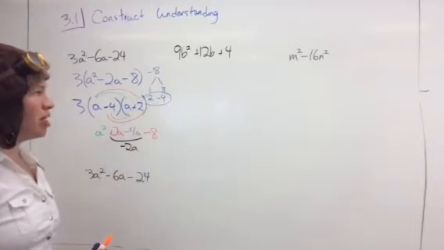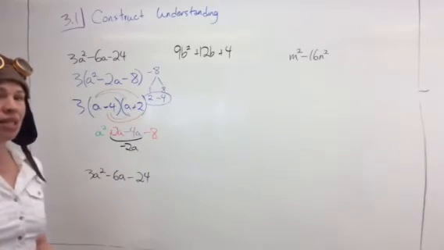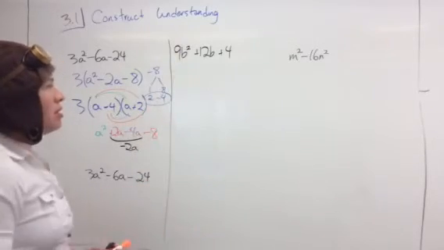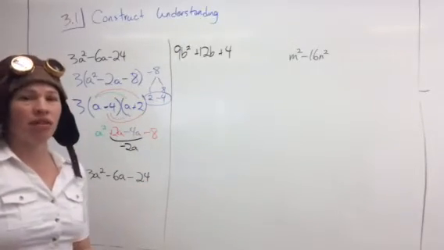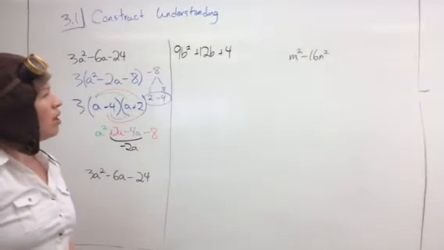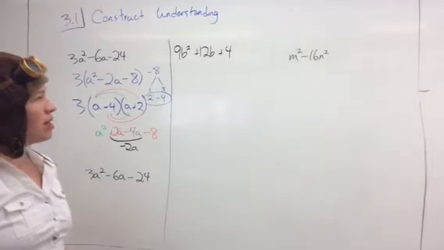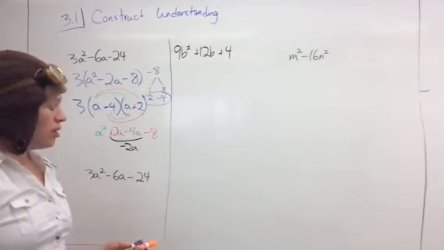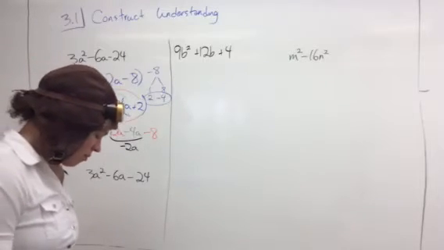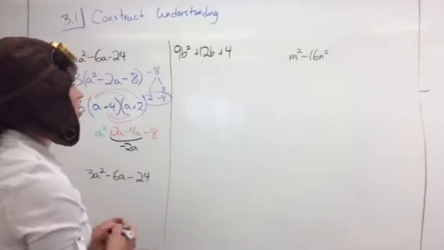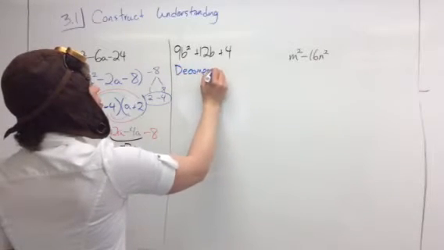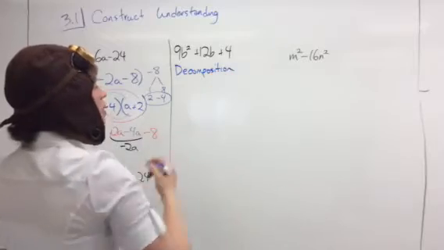This one's got a bunch of big numbers, but I've got nowhere to go with them because 9, 12, and 4 don't have any common factors. 9's only factor is 3, and that doesn't work for 4. So we're going to have to look at something else there. This is where decomposition comes in. And decomposition is a little bit trickier, but it's a very useful tool.